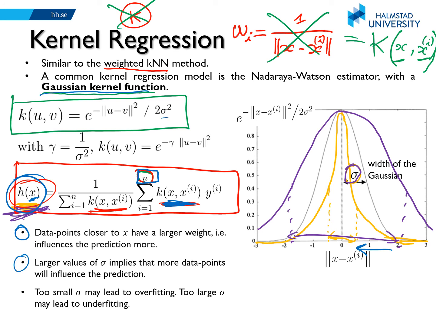And you have a hyperparameter sigma that you need to choose. And larger values for sigma imply that more data points will influence the prediction. So very large values of sigma may lead to what we call underfitting, because then you will use all the training data points in your data set to make the prediction, and you use them to the same degree. They influence the prediction in the same way. But if you choose sigma to be very small, then this may lead to what we call overfitting, because then you will use very few data points, those that are the closest to x, in order to make your prediction.